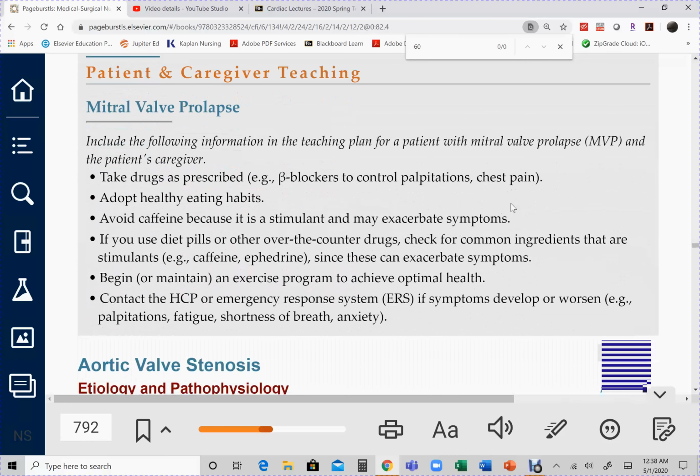Here are teachings specific to mitral valve prolapse. Of all the valve disorders, this is the least problem of all. They typically are asymptomatic for a long period of time. Usually they become symptomatic if they develop other diseases, like hypertension, for instance, wherein the strain on the heart now increases, then the MVP becomes a problem. But if the patient's otherwise healthy and they only have MVP, they rarely have symptoms.